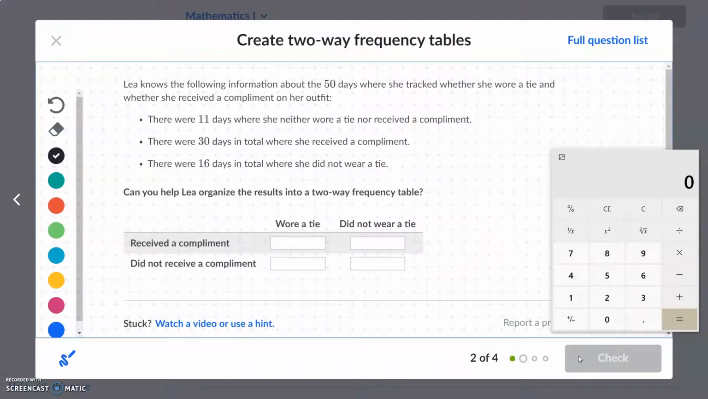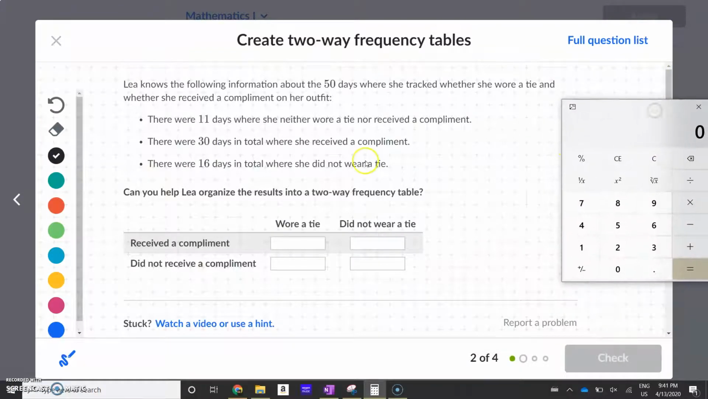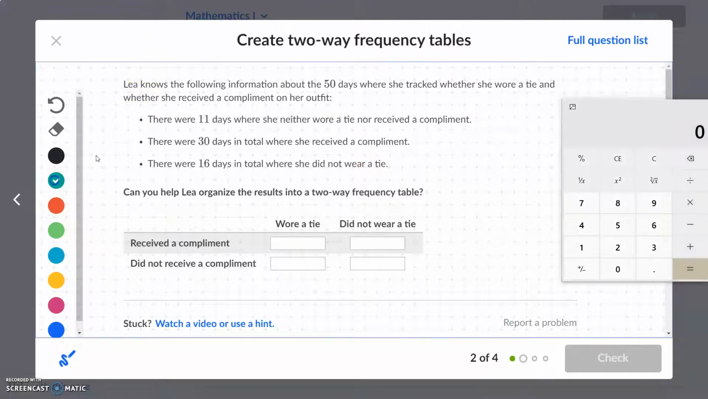Next question. Okay, so this is the type where we don't have the Venn diagram. This is the first type we looked at. So this says that Lee knows the following information about the 50 days where she tracked whether she wore a tie and whether she received a compliment on her outfit. Okay, so we have two things that are happening.